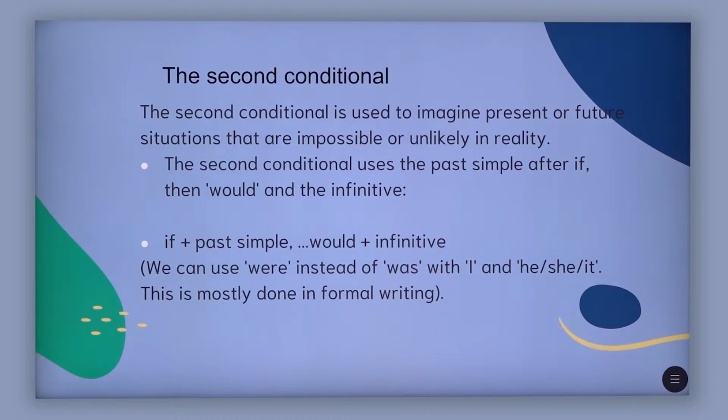The second conditional uses the past simple after if and then would and the infinitive. So here we can see the structure, which is if plus past simple, would plus infinitive. We can use were instead of was with I and he, she, it. This is mostly done in formal writing.